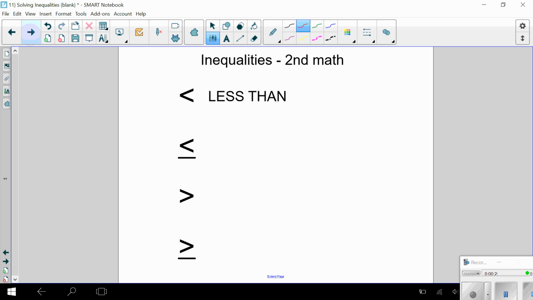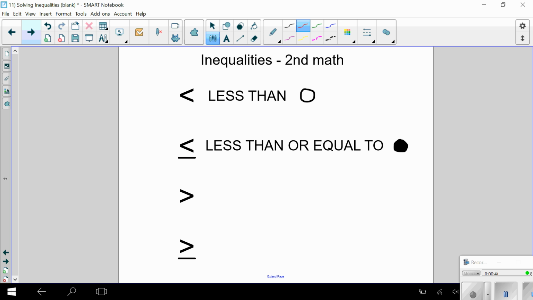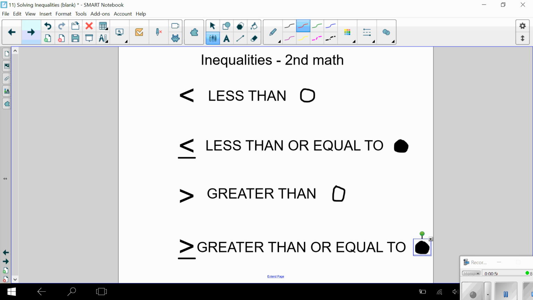If you're graphing it on a number line, the less than symbol is going to have an open circle. The next one is less than or equal to. Notice that there is a line underneath it that makes it equal to. This will be represented by a closed circle on the number line. The third one is greater than. It is represented with an open circle. And the fourth one is greater than or equal to, which is represented with a closed circle.